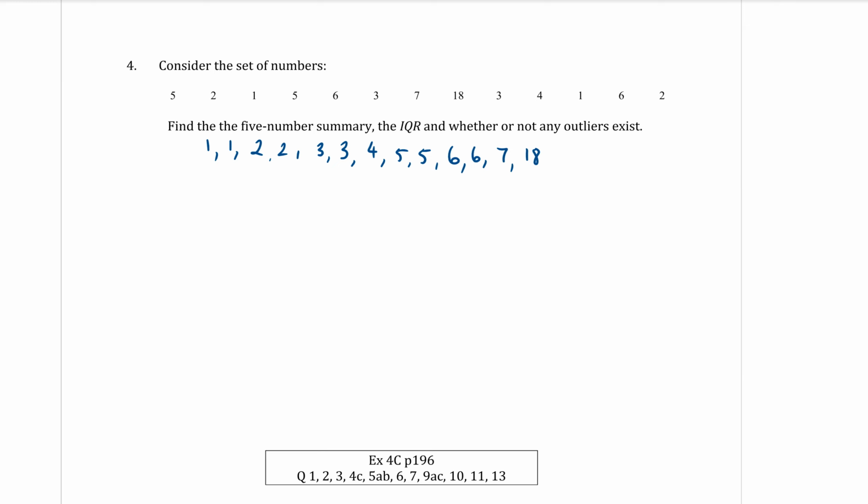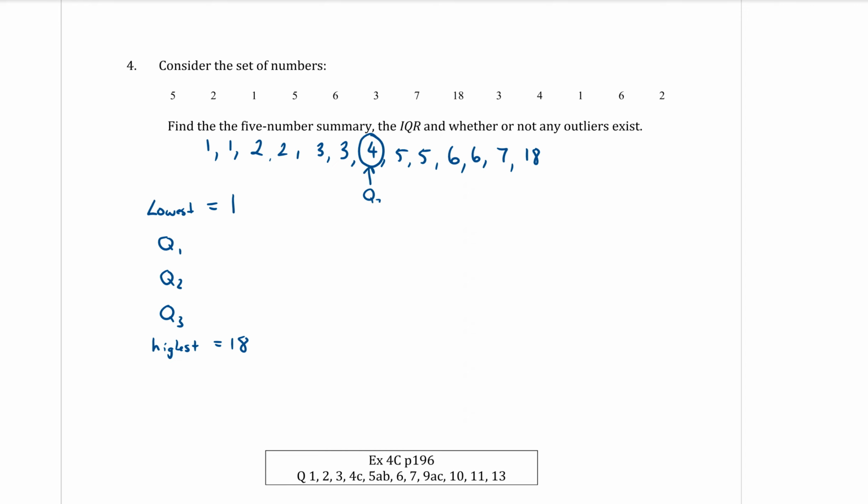To do my 5-number summary, I'm going to need the lowest, the Q1, Q2, Q3, and the highest. Now the lowest, I get straight from my scores there. The lowest score is a 1. The highest score is an 18. So there was 13 numbers there, remember? To find the middle, 13 plus 1 is 14, divided by 2 is 7. So 1, 2, 3, 4, 5, 6, 7. That 4 is going to be my Q2.